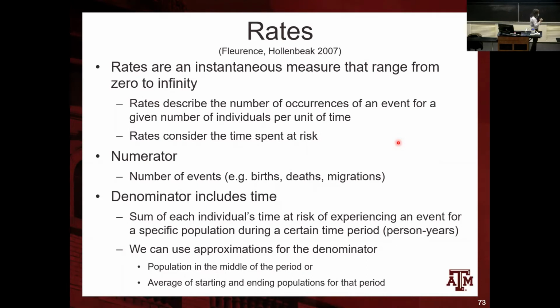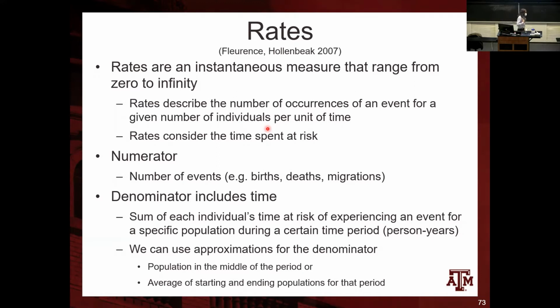Rates. And the explanation of rates here, I make reference to this other article that goes in detail about the differences between rates and probabilities. Rates are instantaneous measures that range from 0 to infinity. Rates describe the number of occurrences of an event for a given number of individuals per unit of time. Rates consider the time spent at risk. The numerator includes the number of events.